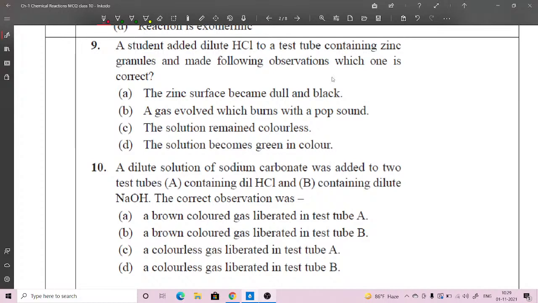Okay, let's try to write the reaction. We have zinc plus HCl gives you zinc chloride and hydrogen gas. This hydrogen gas which is released during this reaction is going to burn with that pop sound. So option B is correct. The gas evolved burns with a pop sound.